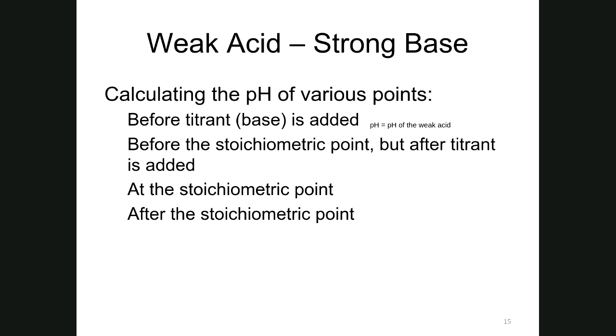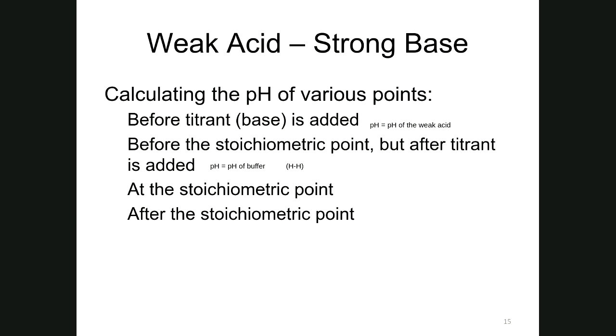Then we can look at before the stoichiometric point, but after we've added some of our titrant. And remember, this is our buffer region. So to find the pH, we find the pH of the buffer. And in order to do that, you're going to use the HH equation, the Henderson-Hasselbalch equation. So remember, that's pH equals pKa plus log of the concentration of base over the concentration of acid.